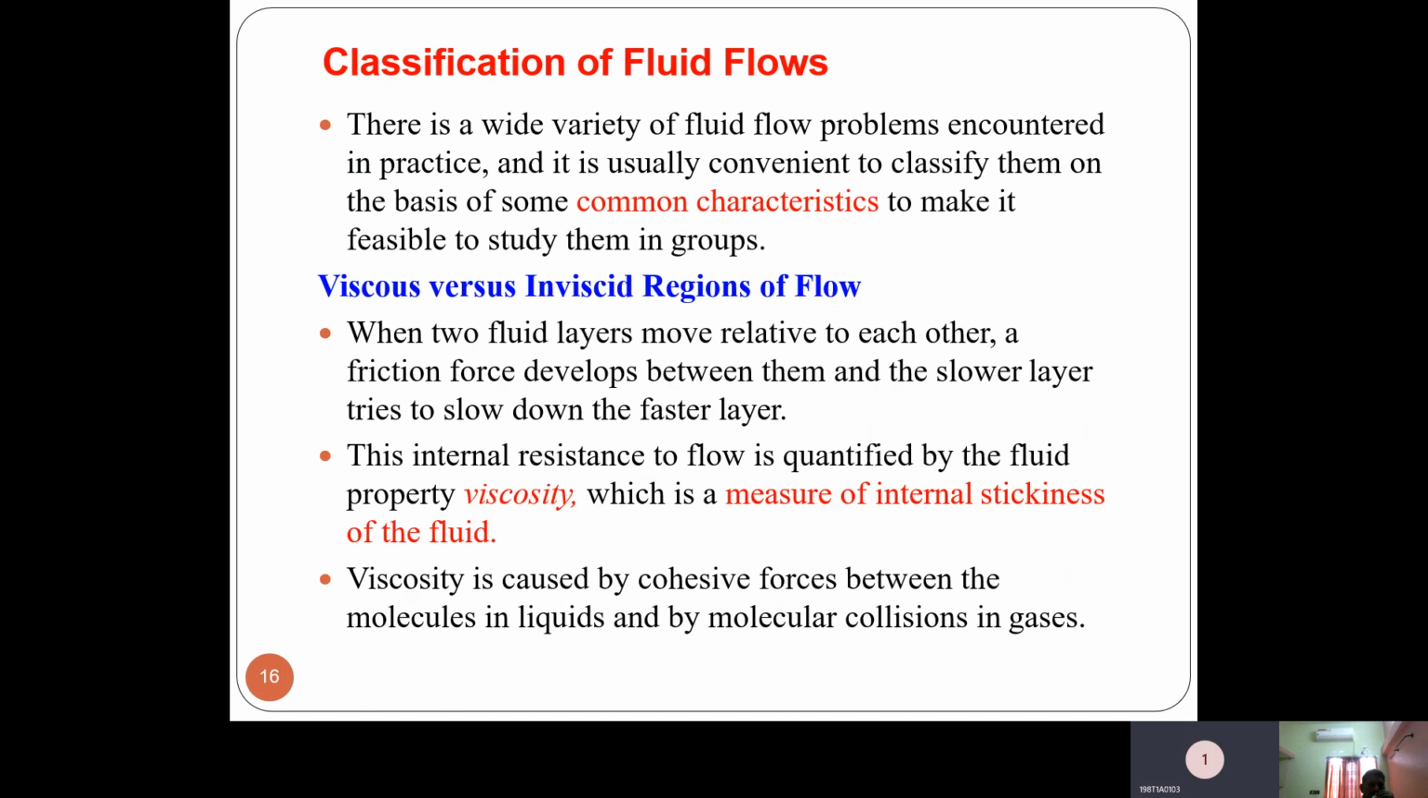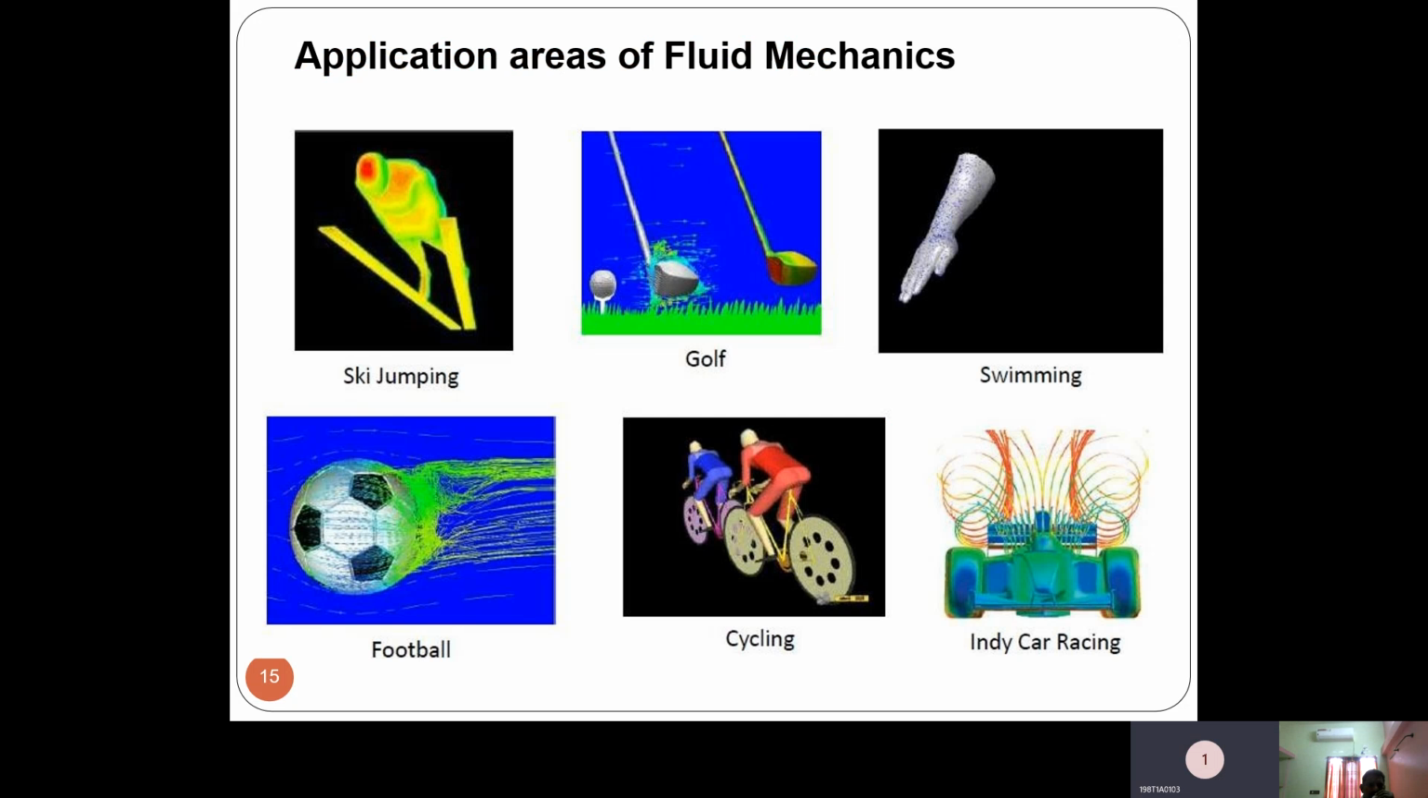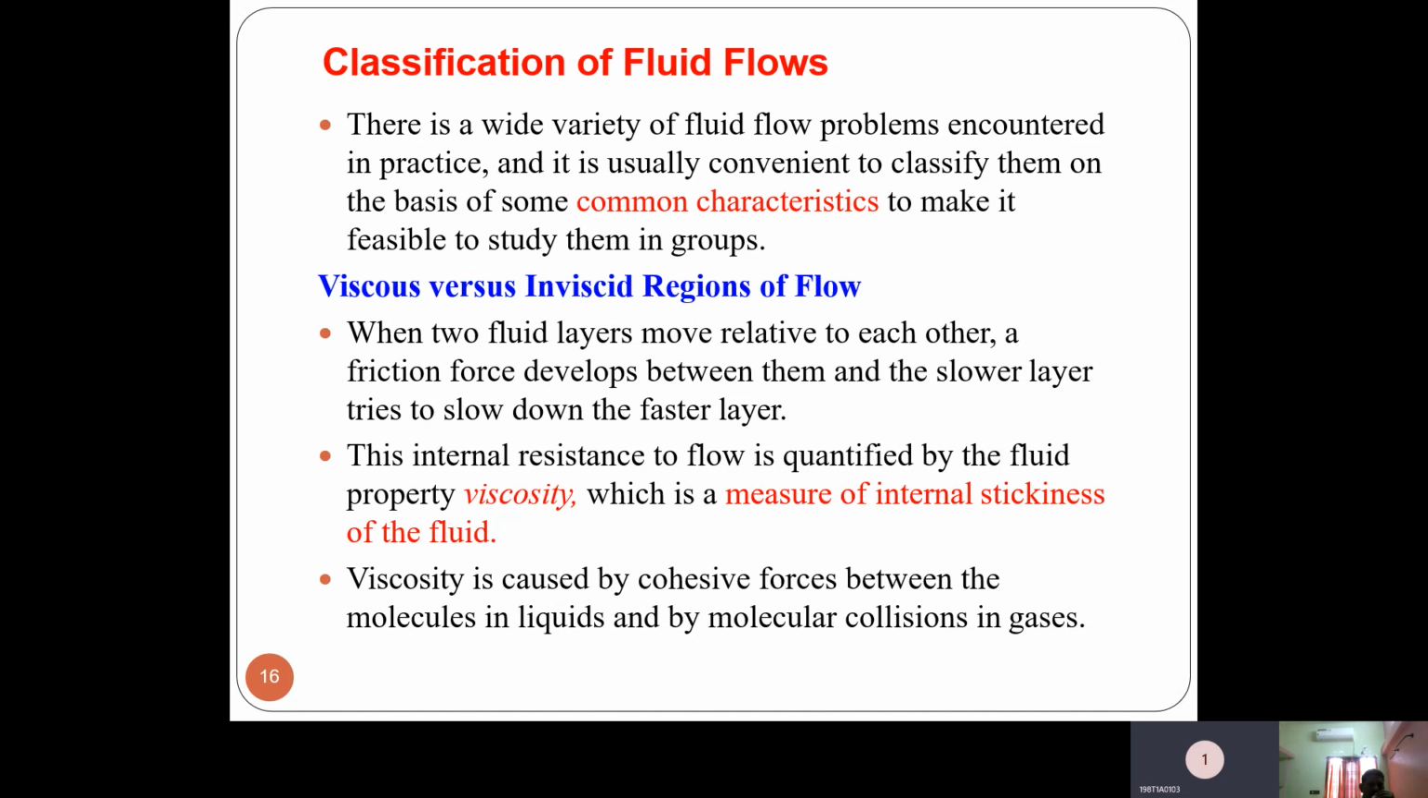Once again, we will go back to fluid flows. Classifications of fluid flows. There is a wide variety of fluid flow problems encountered in practice, and it is usually convenient to classify them on the basis of some common characteristics to make it feasible to study them in groups.